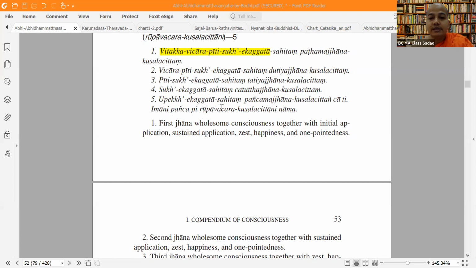So what I understand is that when you talk about one-pointedness of mind, for example, when you carry out a meditation practice, you are going to have an arammana, object of meditation, right? So you have to put all your mental energy to that object. That is called one-pointedness of mind.